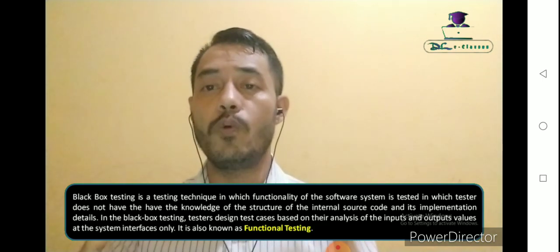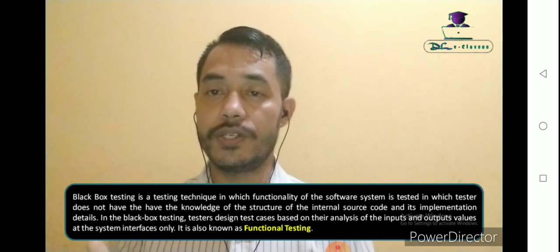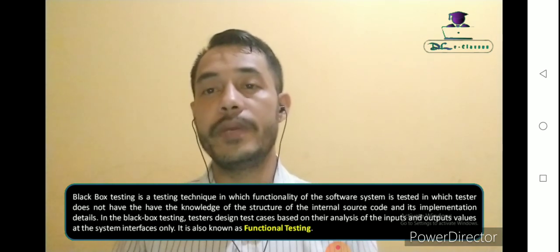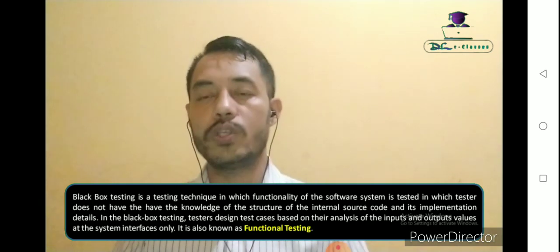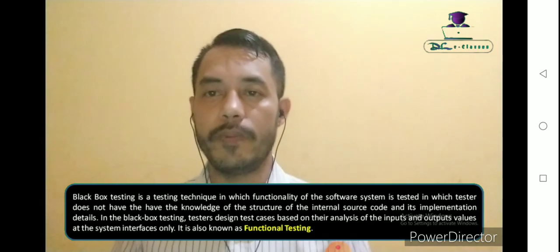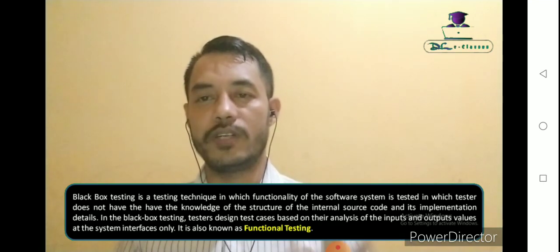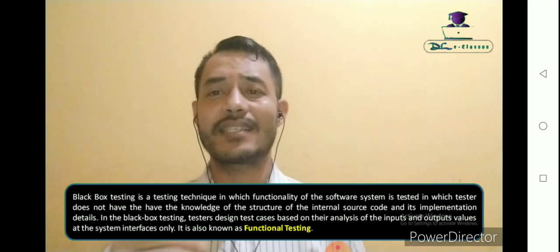I don't have any idea of whatever is inside, how the internal code is written, what the structure or data structure used is, or how data will be executed. That is not a concern for me, because that is a black box. The internal whole system is presumed to be a black box. That's why it is also known as functional testing, because we are not considering the structure of the system.